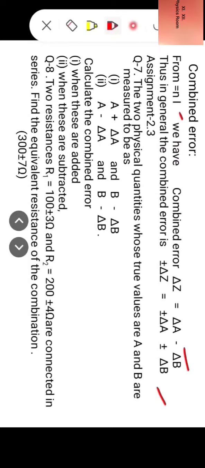Now, question number 8. Two resistances R1 equal to 100 plus minus 3 ohm and R2 equal to 200 plus minus 4 ohm are connected in series. Find the equivalent resistance of the combination, and it would be 300 plus minus 7 ohm. Now, in series, when resistances are connected, they add up.